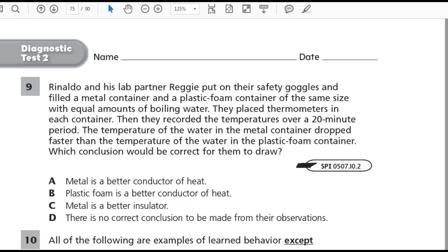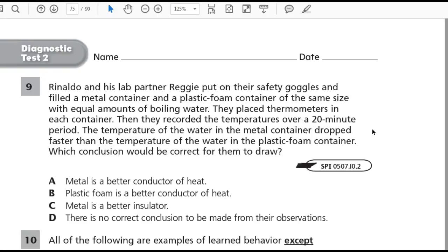Ronaldo and his lab partner Reggie put on their safety goggles and filled a metal container and a plastic foam container of the same size with equal amounts of boiling water. So let's make sure we understand this. They've got two containers with the same size. One's metal, one's plastic. And they put boiling water in them, and they use the same amount of boiling water. Then they placed thermometers in each container. Then they recorded the temperatures over a 20-minute period.